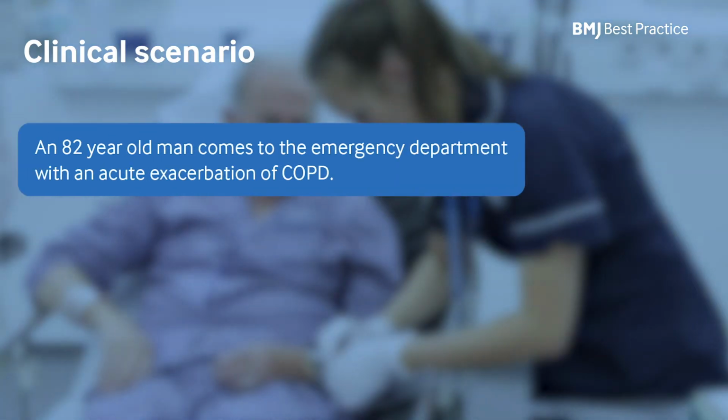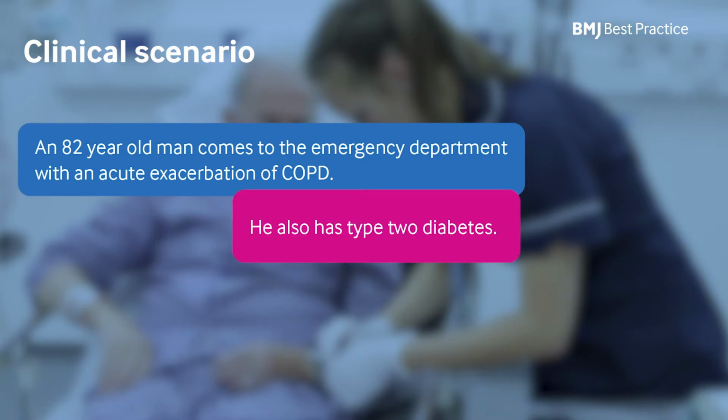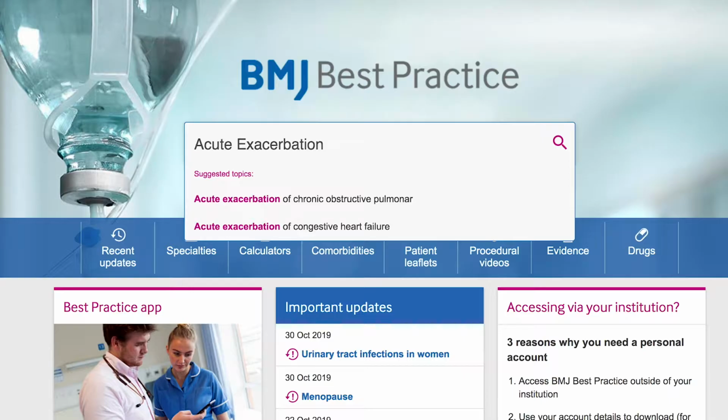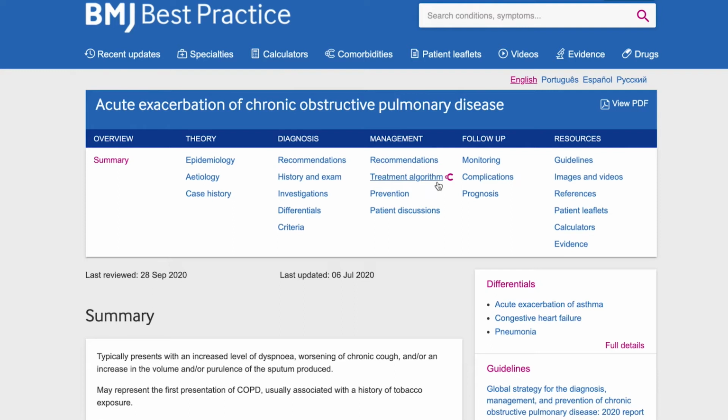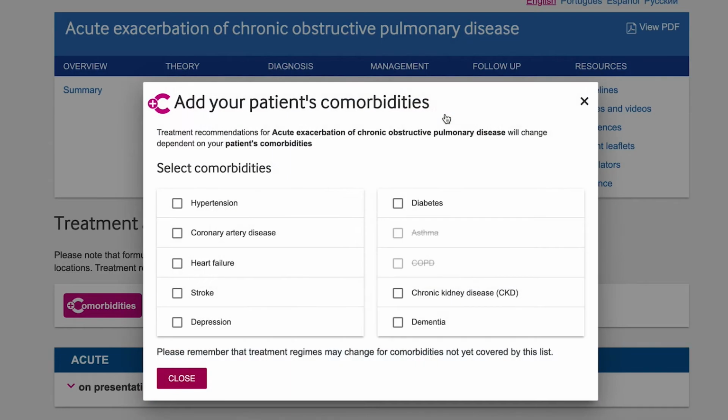An 82-year-old man comes into the emergency department with an acute exacerbation of COPD. He also has type 2 diabetes. Having searched for COPD, the doctor goes to the topic summary page and selects the treatment algorithm to find advice and guidance on management. They are prompted to consider their patient's existing conditions.